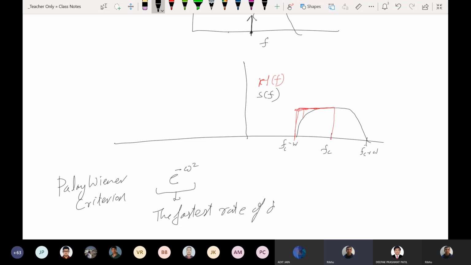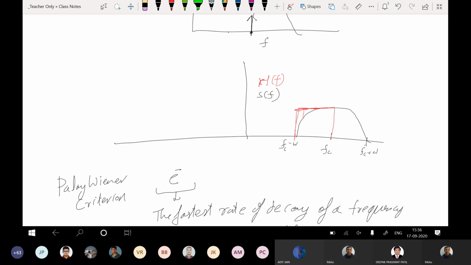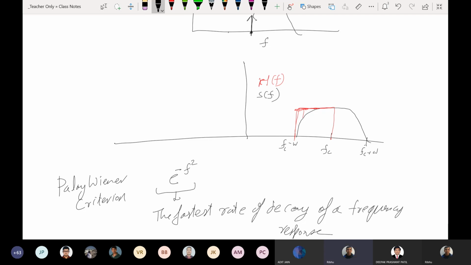Rate of decay of response. So this is not a brick wall filter. This e to the power minus omega square, or e to the power minus f square. So this is not a brick wall filter. This will have certain undesirable components.